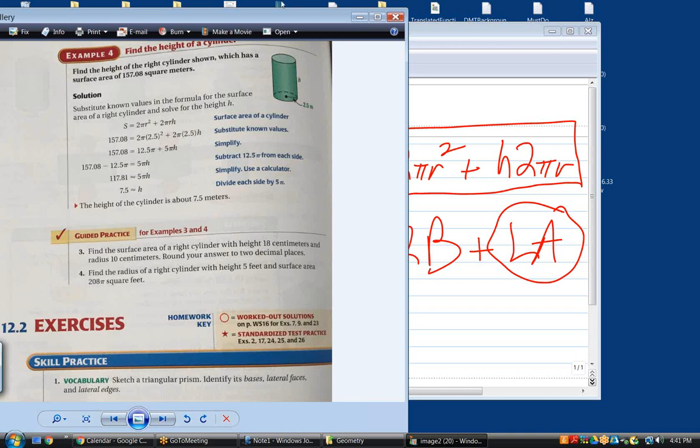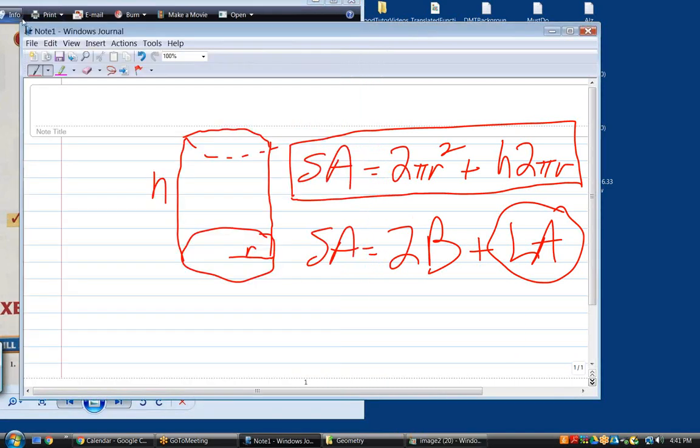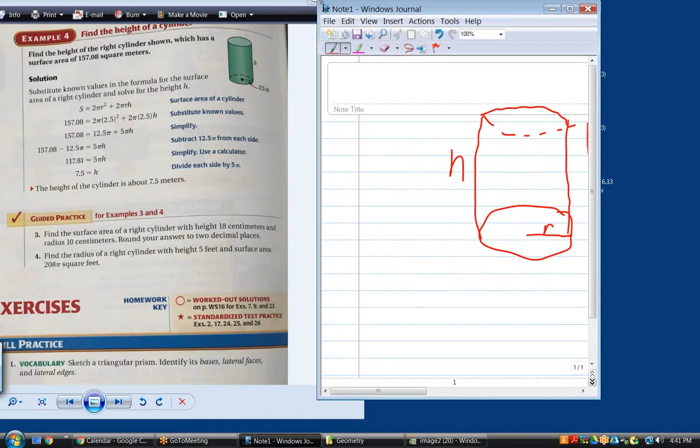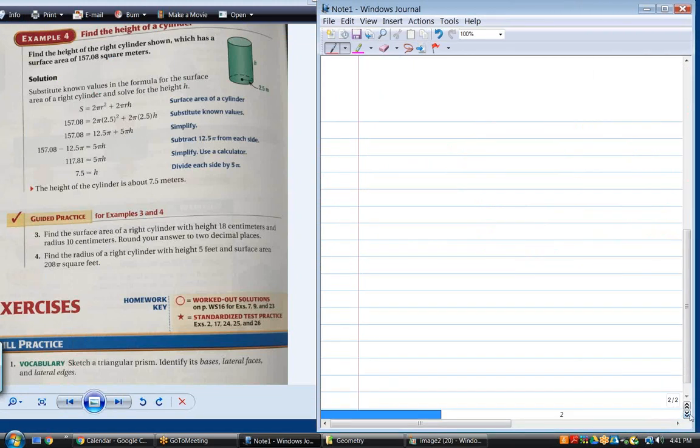Okay, let's do number 3. That's a problem. Okay. Let's have you try number 3. Find the surface area of a right cylinder with a height of 18 centimeters and a radius of 10 centimeters.